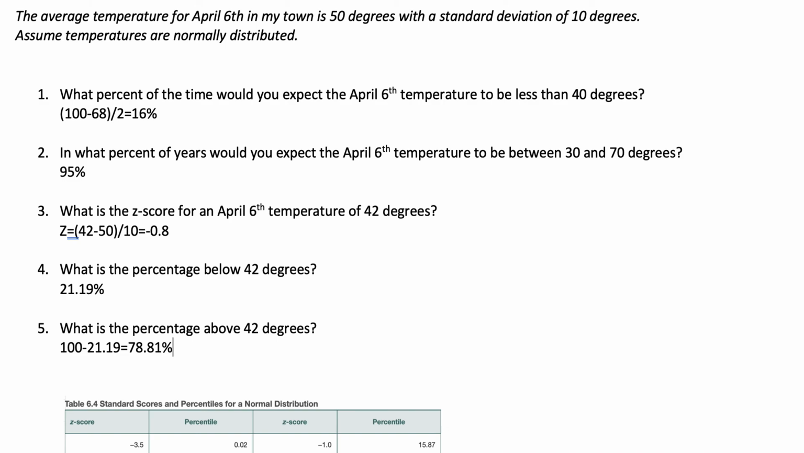All right, so that's how you calculate z-scores and then use those z-scores to figure out percentages. If you have any questions, please let me know.